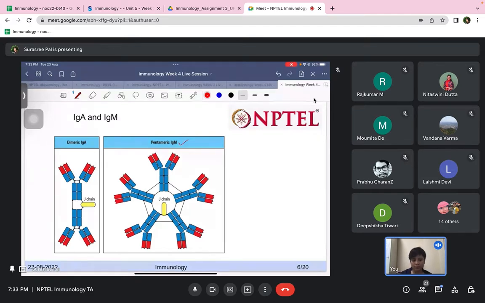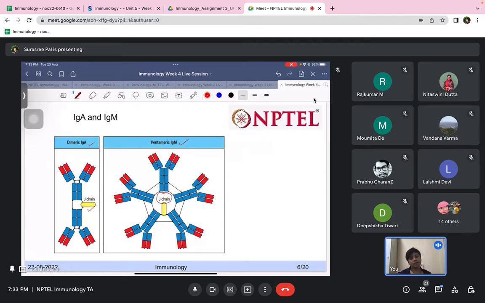And they are joined by one polypeptide chain which is called the J chain. Alright, so this is also a polypeptide chain which joins these 5 units of IgM. And in case of IgA also you can find that there is one polypeptide chain, J chain, which joins these 2 units of IgA. Right?